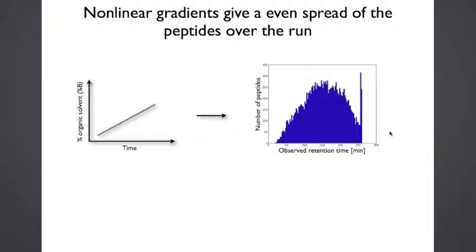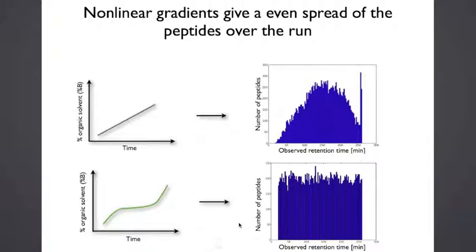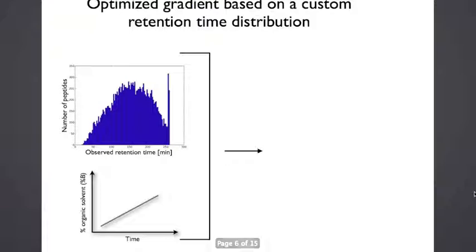Following this observation, we wondered, can we come up with a different function, possibly nonlinear, such that it would provide an even distribution of the peptides across time? And this is the main idea behind nonlinear gradients: they are functions that give an equal spread of the peptides over the run.